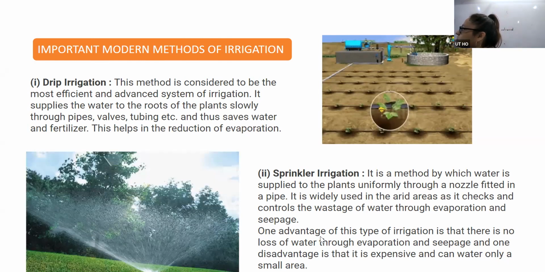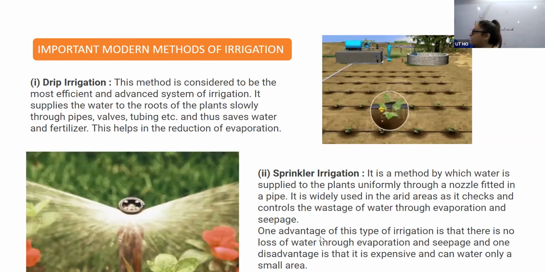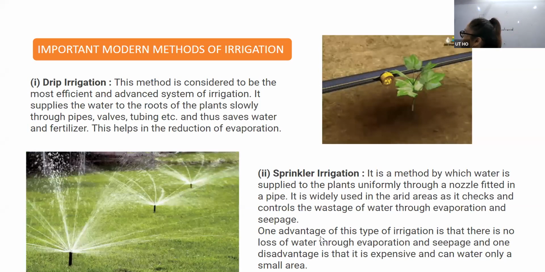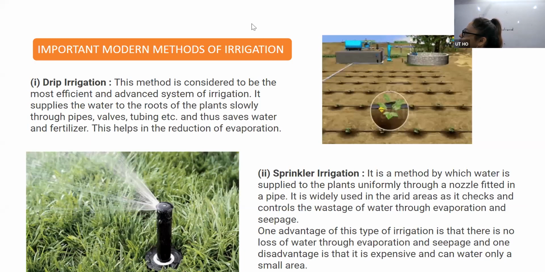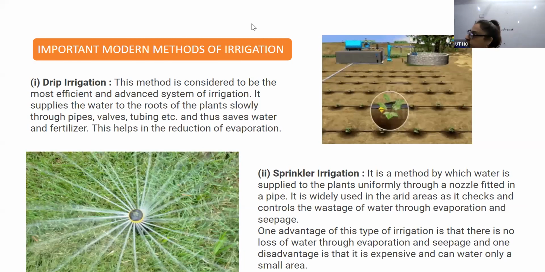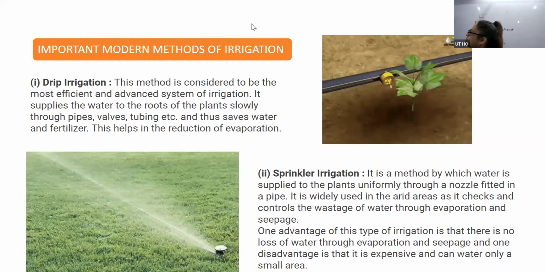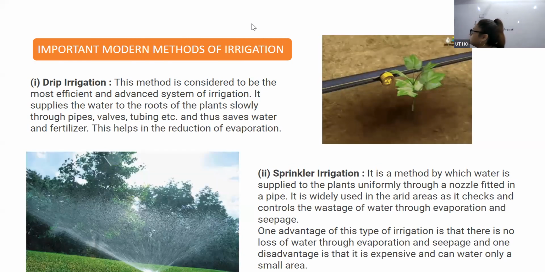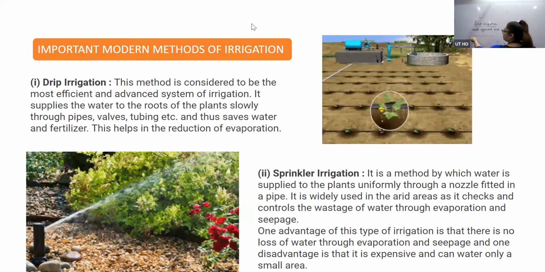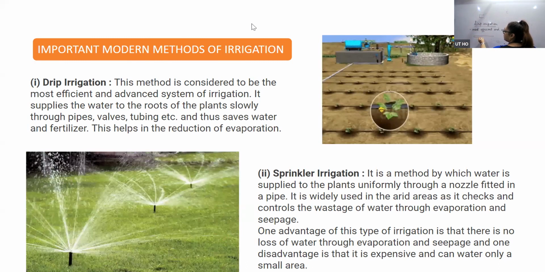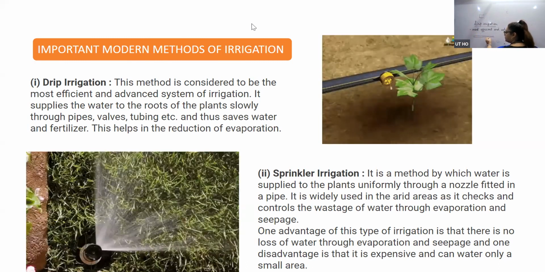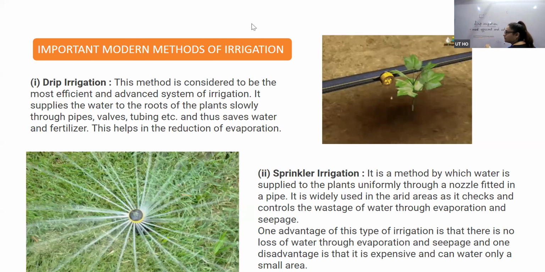So this method is considered to be, and a few things I have added to make you all understand things better. So this method is considered to be the most efficient and advanced system of irrigation. It supplies water to the roots of the plants slowly. You can see this, how you'll have the pipe on the ground only and it will supply water. So it has that kind of a hose where water is supplied drop by drop.